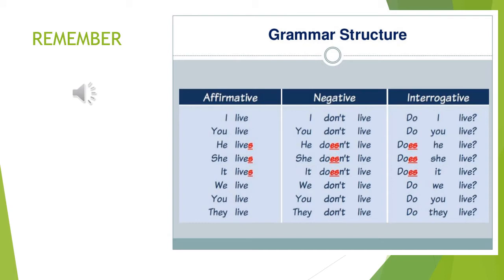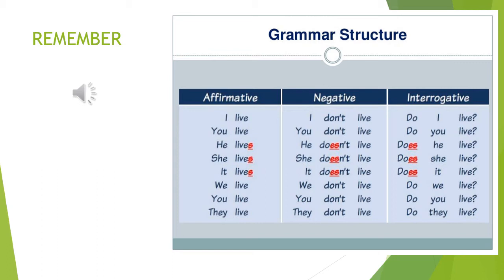Remember, simple present tense structure. Pay attention in the affirmative. If you have I, you, we, and they, you are going to use the main form of the verb. For example, I live, you live, we live, they live. But in affirmative, if you have he, she, and it, you are going to add s. For example, he lives, she lives, it lives.